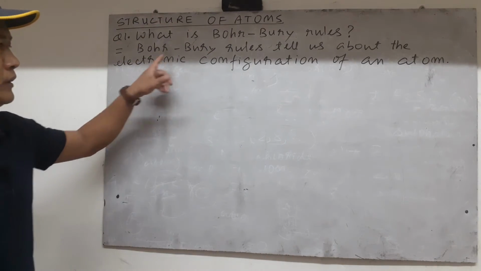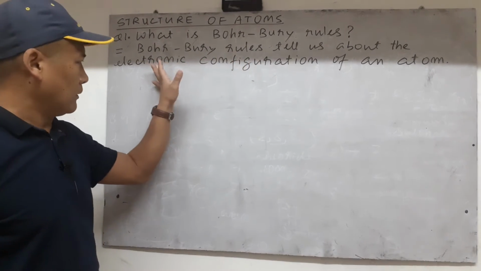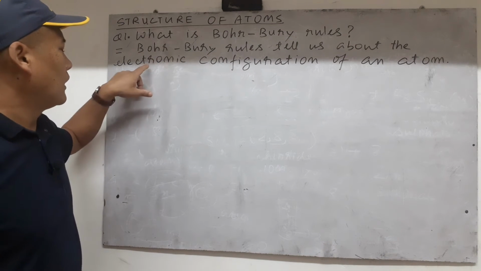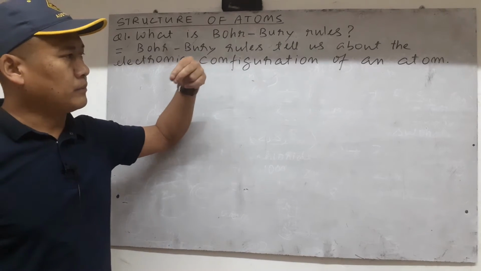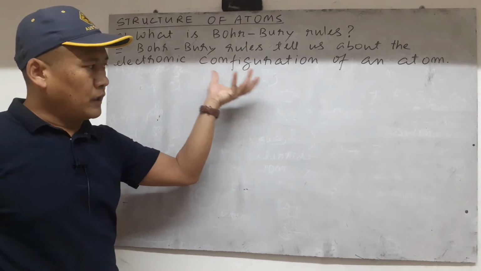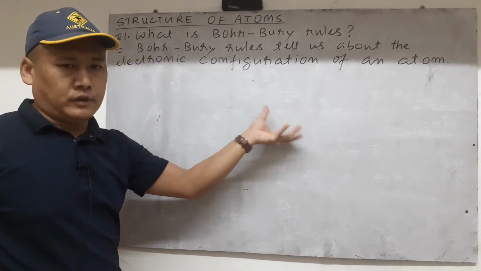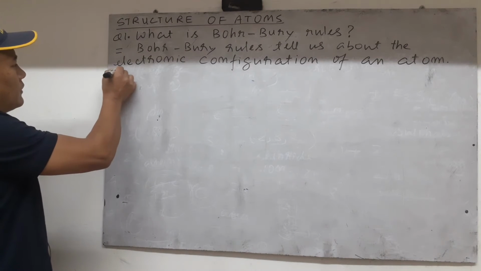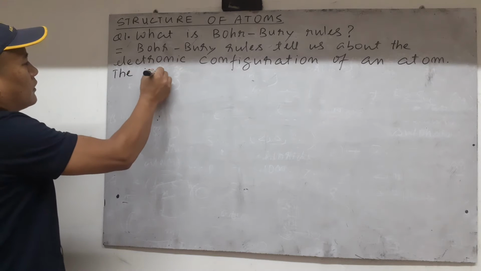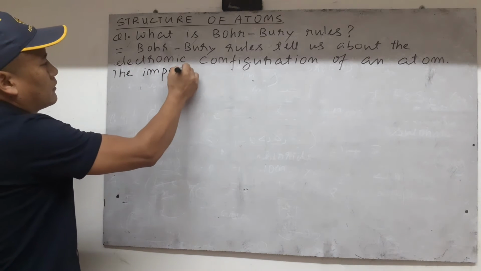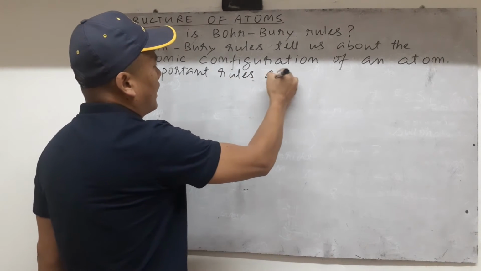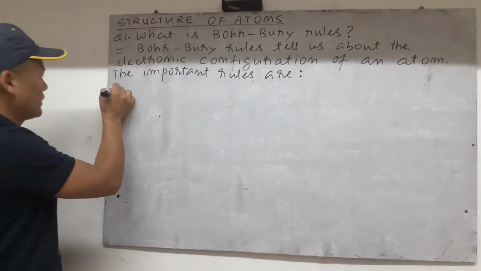The word electronic configuration is a technical term, but in simple terms it means where electrons are found and how they are arranged in an atom. That is called electronic configuration. So then you can write down the important rules in the electronic configuration, let's put it point wise.